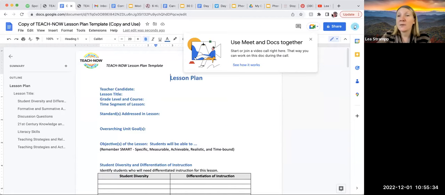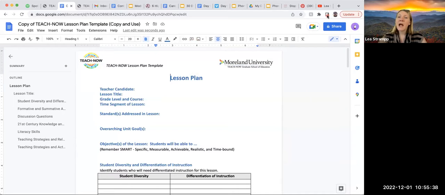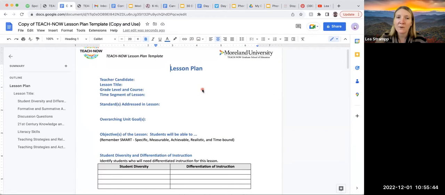So today, or this week, we're going to get our first bit of practice using this template. I'm going to go over it with you just a little bit, so in case any questions pop up, you have a little bit of an overview.